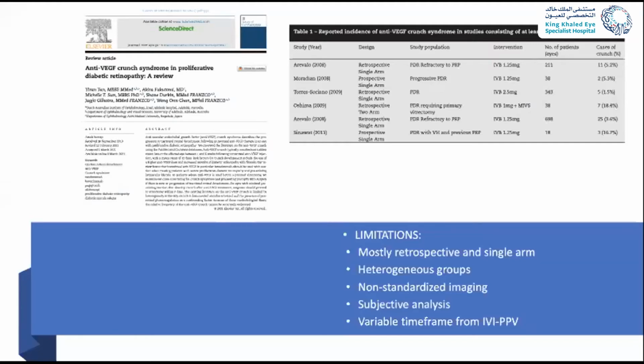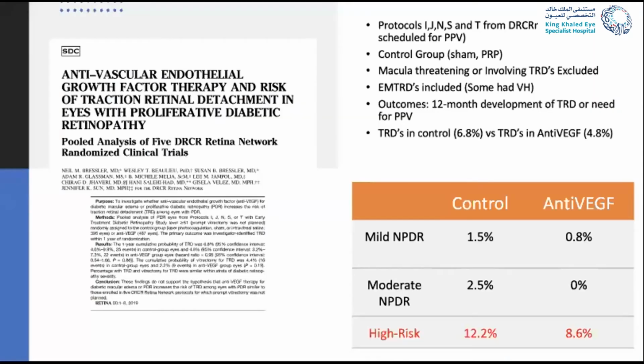As I mentioned previously, the variable time frame from intravitreal injections to pars plana vitrectomy is a concern. For example, in Arevalo's 2008 series, more than 50% of the patients had passed more than 12 days since the time of the injection until the documentation of the complication. And this is not regular in a clinical setting. And they took all patients from protocols I, J, S and T from the DRCR net.